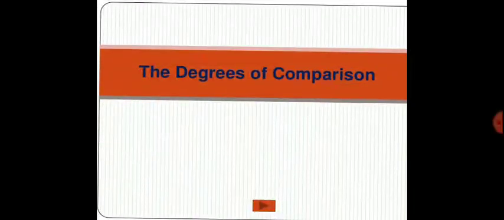So students, one more content we are going to continue in this session, which is the degree of comparison. This is also the basic grammar which you must have learned till 10th standard. So one more time we'll revise.